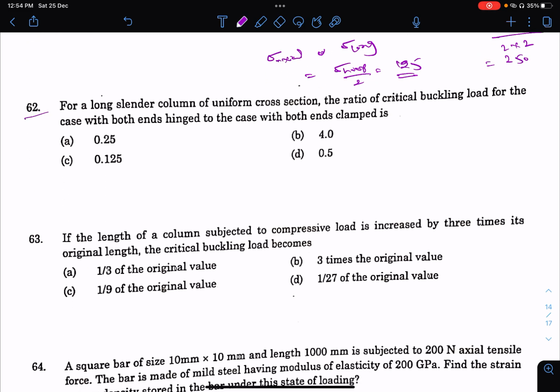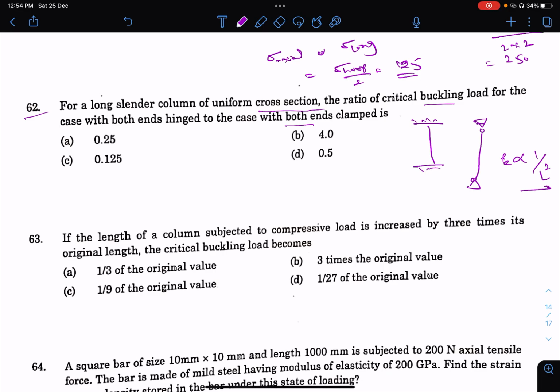Question number 62. For a long cylindrical column of uniform cross section, find the ratio of the critical buckling load for the case with both the ends hinged to the case with both ends clamped. So this is our column, and if I hinge this column, both the ends hinged. So P, we know critical load is inversely proportional to L squared.